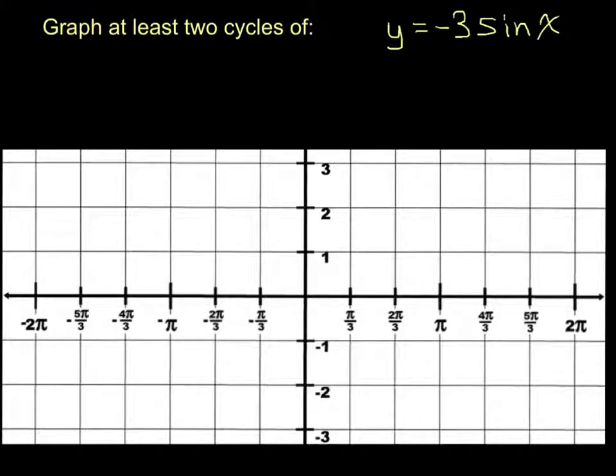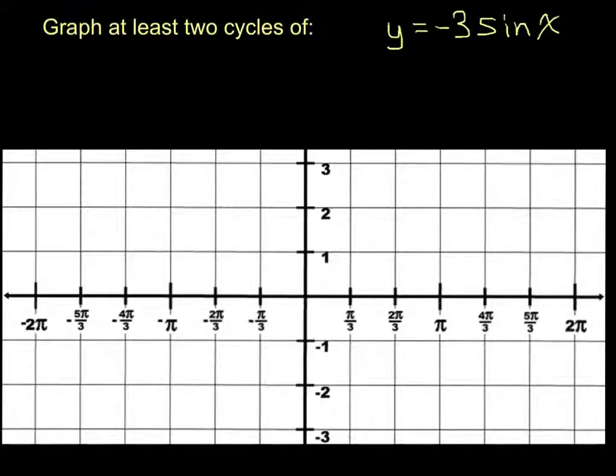So this problem asks us to graph at least two cycles of y equals negative 3 sine x. First thing to notice is there are two changes from the parent function of y equals sine x. There is a negative out front, which is going to flip it, or reflect it across the x-axis, and a 3, which is going to stretch it, which will change the amplitude. So let's identify some of the key characteristics.